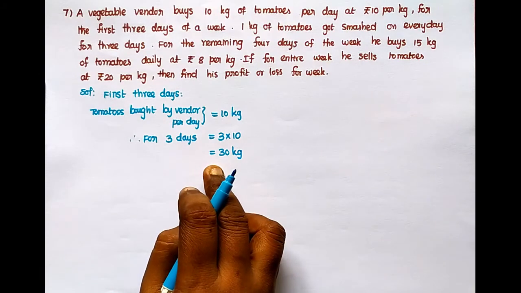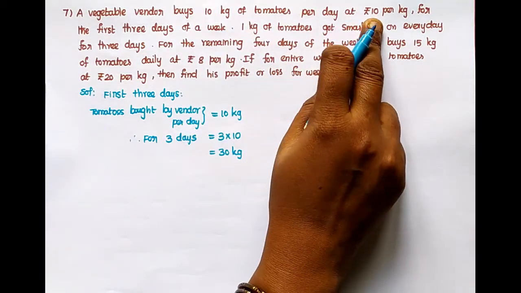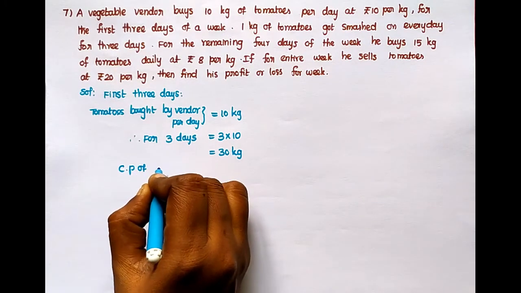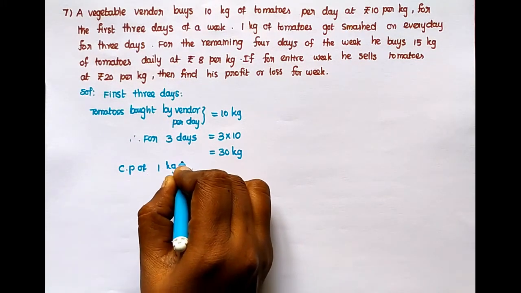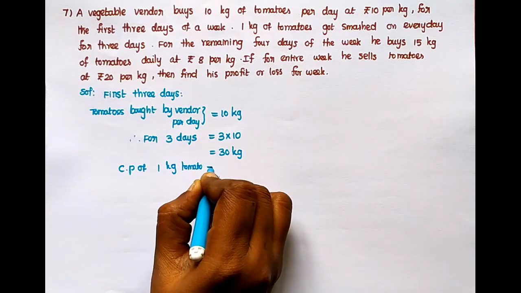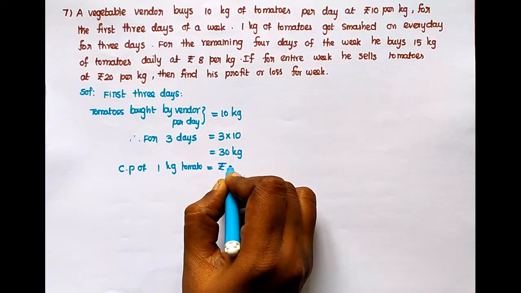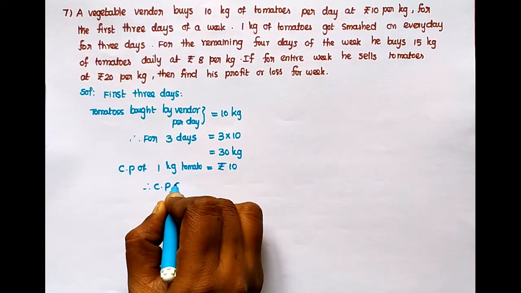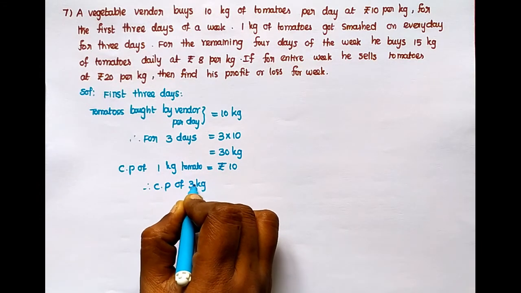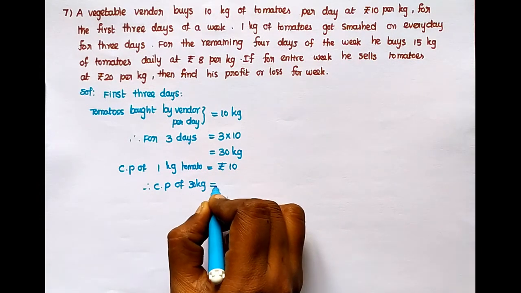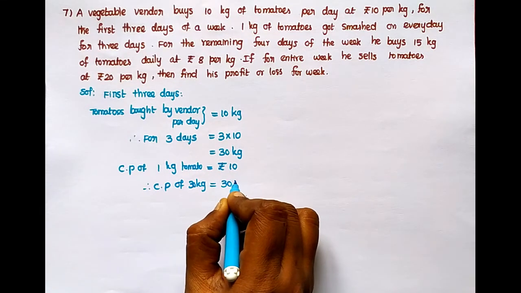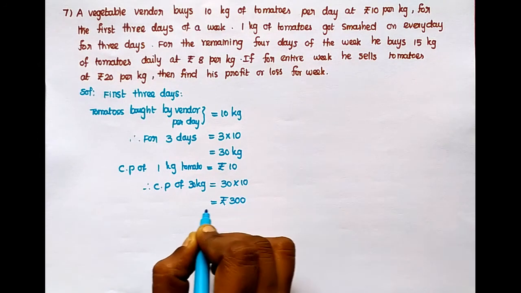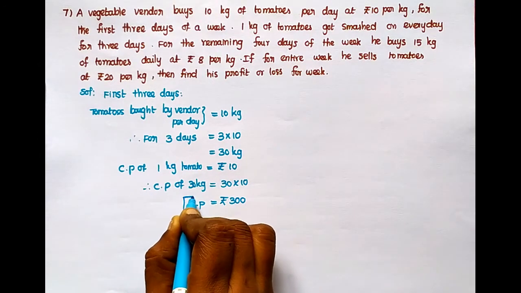Now cost price. Cost price how much? 10 rupees per kilogram. So cost price of 1 kilogram tomato equal to how much? 10 rupees. Therefore, cost price of 30 kg equal to 30 into 10, that is rupees 300. That is cost price.